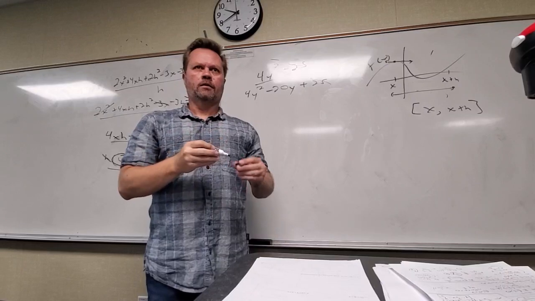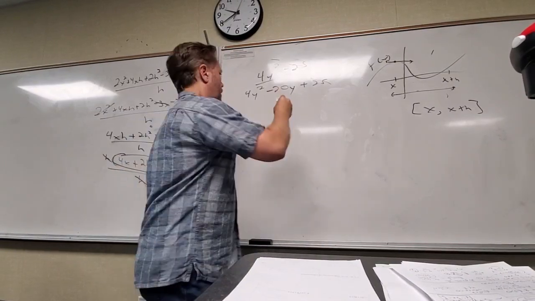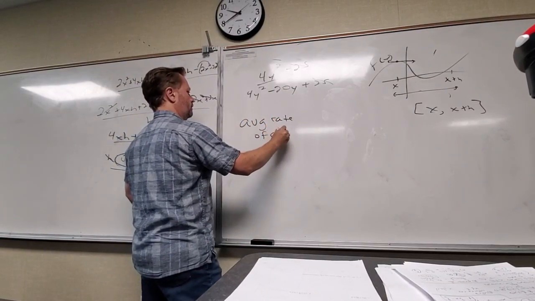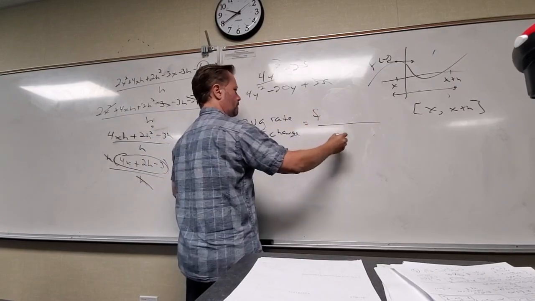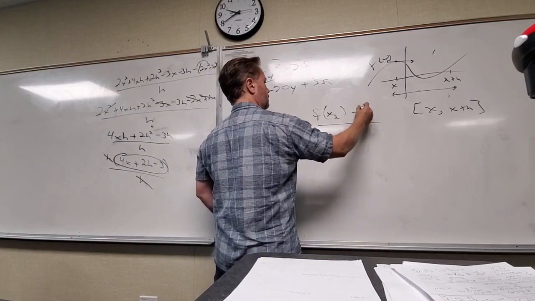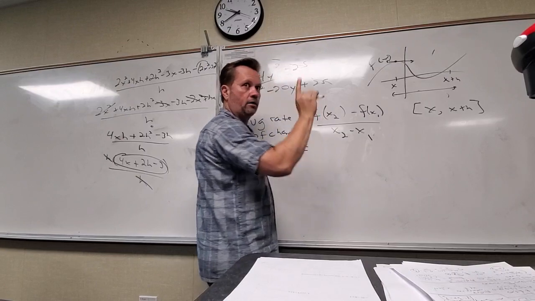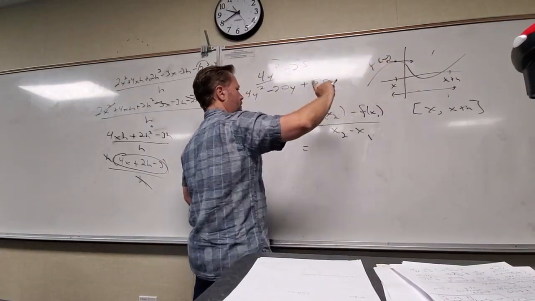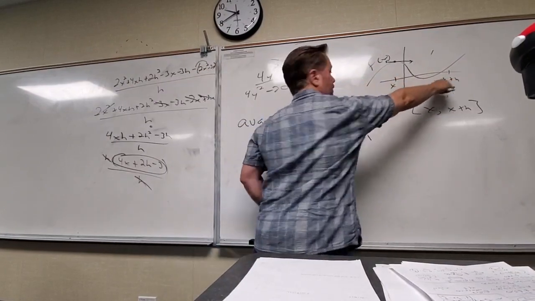When did we find the average rate of change for that problem? Did somebody write down the average rate of change formula? It's f of x2 minus f of x1, over x2 minus x1, right? Now, real quick, what's the second input on the problem? X plus h, yes.